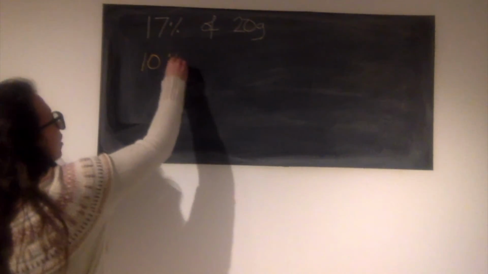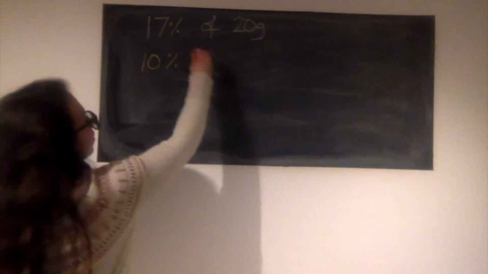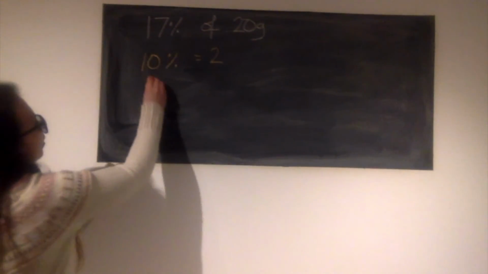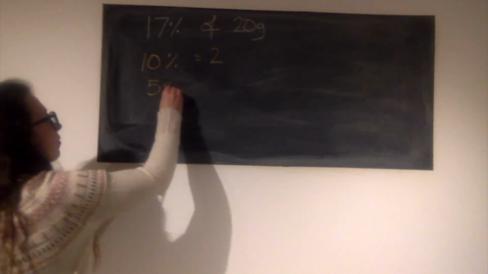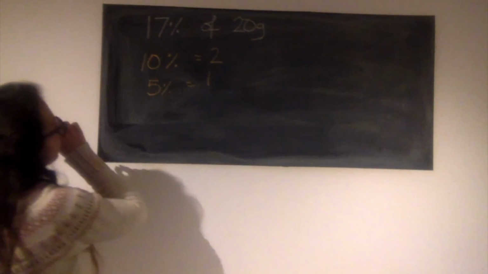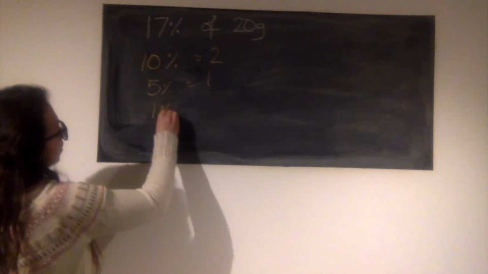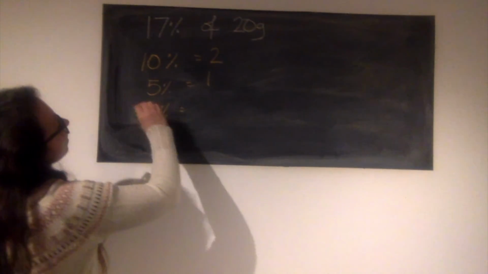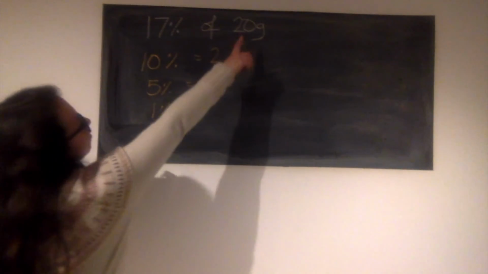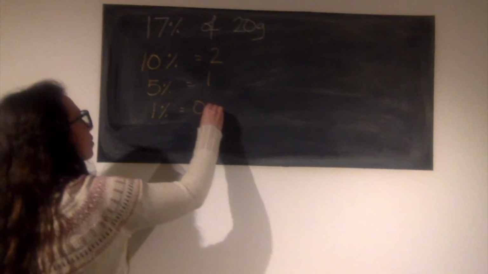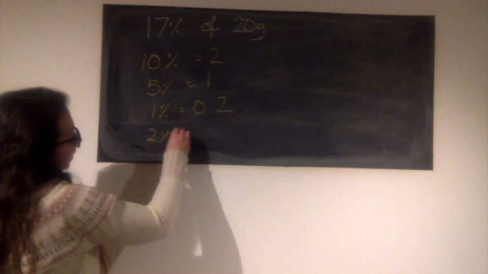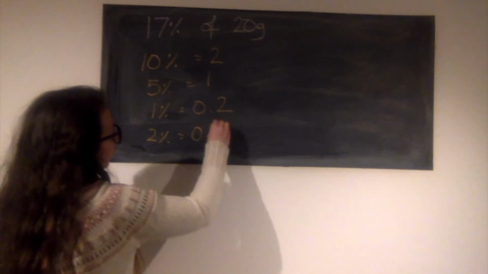Find 10% first, always a great start. Divided by 10 is 2, so 2 grams. I'm then going to find 5%, I can halve that, so that's 1 gram. Let's find 1%, I'm still not quite there, so divide this by 10 again. So that gives us, this by 100, not 0.2. If we find 2%, we can double this, 0.4.